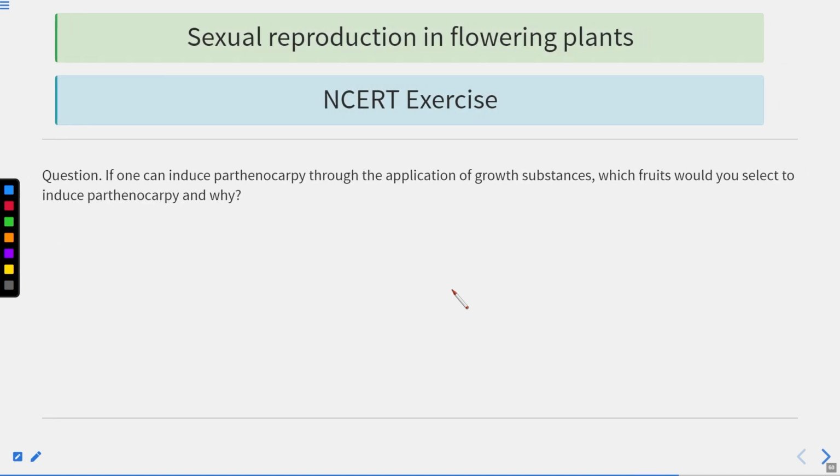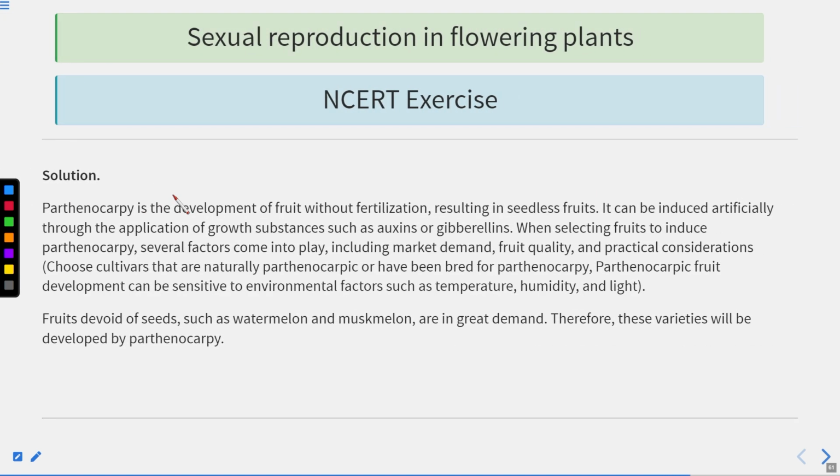Now coming to the next question. The question is, if one can induce parthenocarpy. What is parthenocarpy? Development of fruit without fertilization. This can be induced by the application of some hormones such as auxins. So if one can induce parthenocarpy through the application of growth substances, such as hormones, which fruits would you select to induce parthenocarpy and why? Now let's have a look at the answer here.